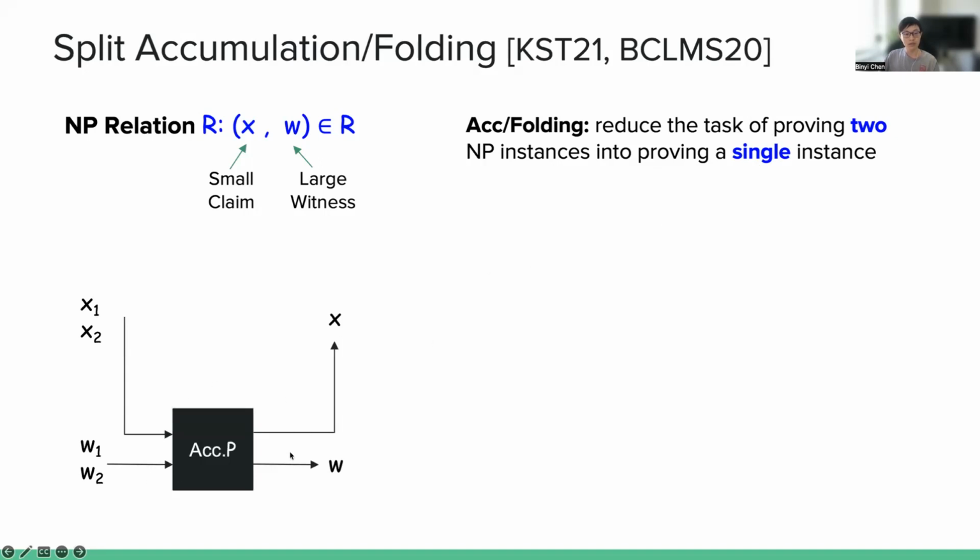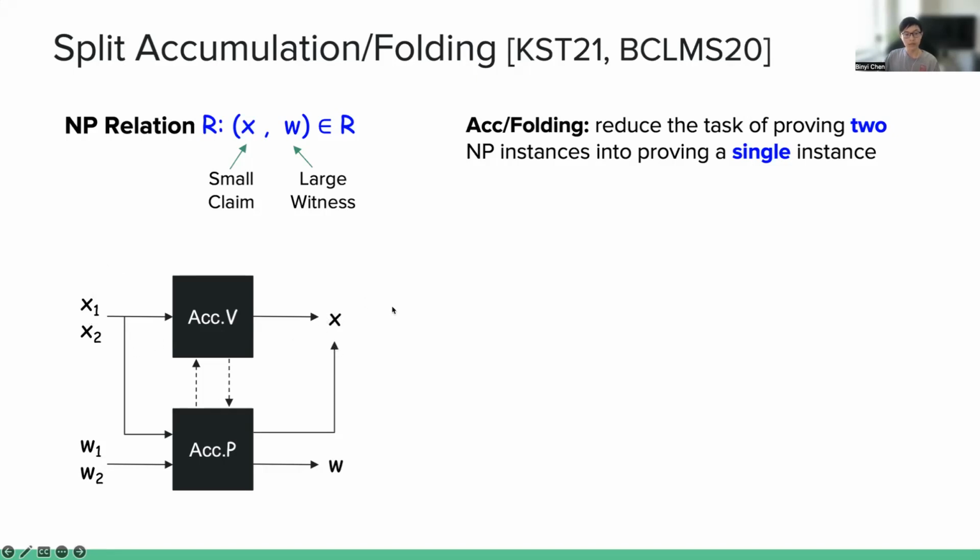The first is the so-called accumulation prover. Given two different instance-witness pairs, the prover will try to fold them into a single instance-witness pair, X and W. And the second algorithm is an accumulation verifier, which will check that this folded instance is the correct one. So it will take as input two instances, X1, X2, and it might also get some metadata from the accumulation prover, and check that the output instance is the correct folding of these two instances.